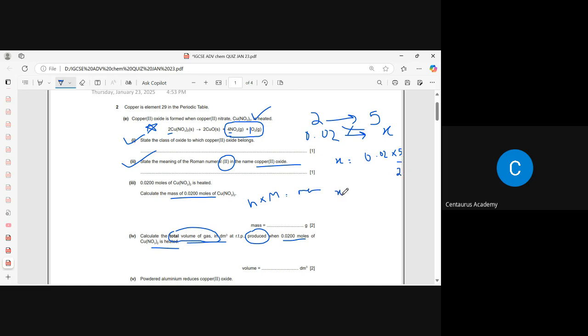Using this number of moles, whatever the answer comes up, you multiply it by 24. Moles times 24 gives you the volume, because 24 dm³ is the molar gas volume, giving the total volume of gas produced at RTP in decimeter cube. Okay, so this answer has to be placed here and then multiplied by 24. I'm just giving you the concept. Okay, you can solve it at home. Is this point clear so far?